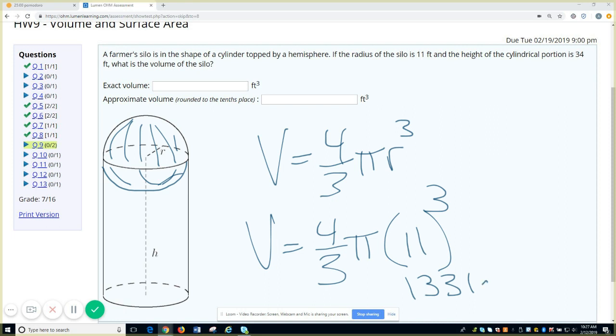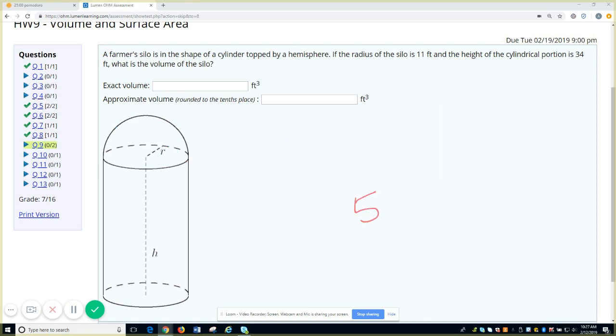Now, how are we going to deal with the 4/3? Well, we have to use the rules for multiplying fractions. So we would multiply the numerators: 1,331 times 4, which would give me 5,324. Then divide that by 3. Now, I don't think this fraction can be reduced.